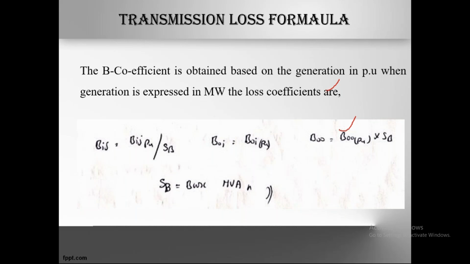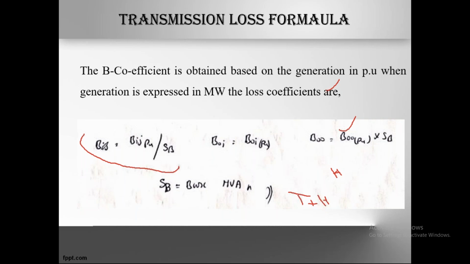Two or three plants are connected together and they schedule based on the demand and the availability of fuel. In that condition, the B coefficient should change based on what type of generation we are using. Suppose in some areas a thermal power plant and a hydro power plant are combined together. In some other areas, a hydro power plant and a nuclear power plant. So based on the generation capacity, the B coefficient should change.